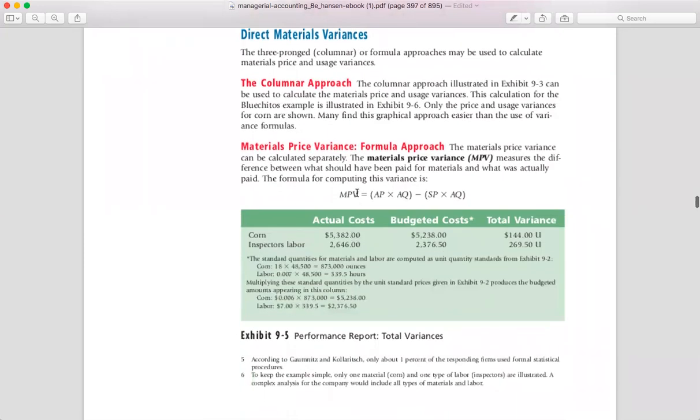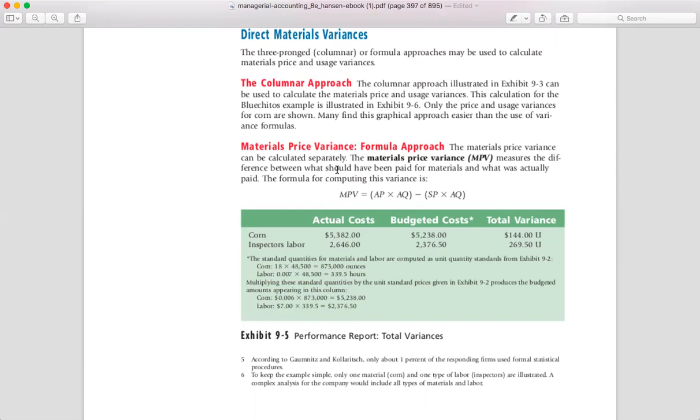Okay, so this is the material price variance. Material price variance is calculated separately. So MPV measures the difference between what should have been paid for that material and what was actually paid for that material.